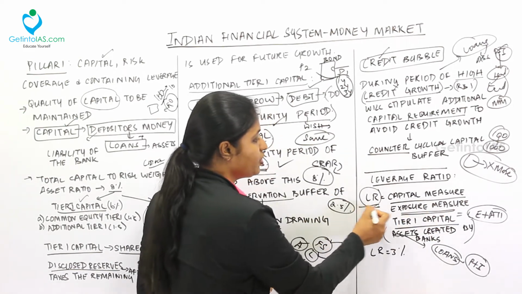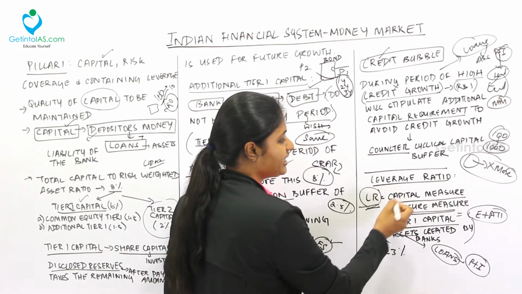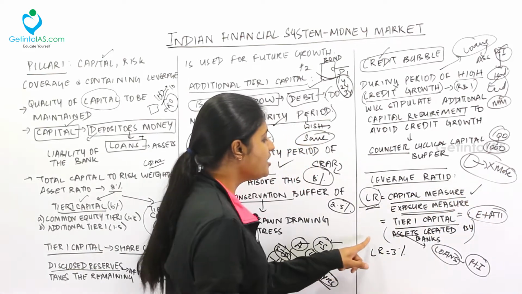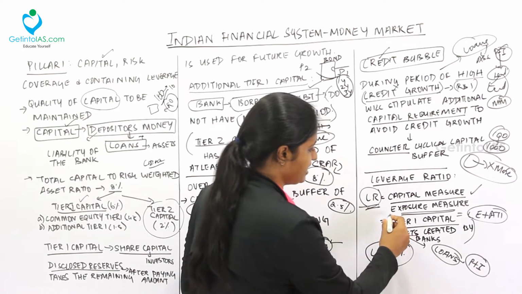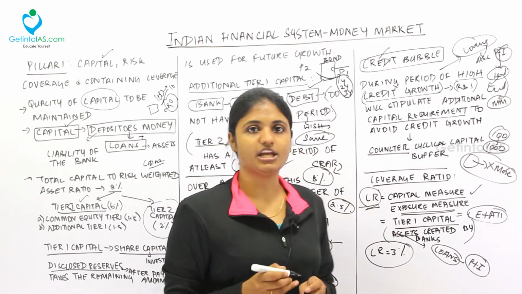So the leverage ratio is the capital measure divided by the exposure measure. This is the formula. Normally the bank should maintain a leverage ratio of 3%. So this should be 3%.